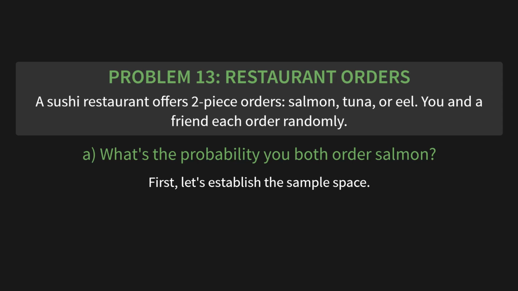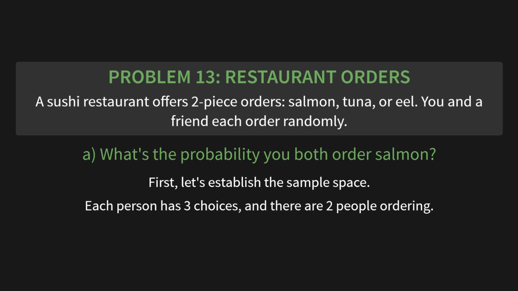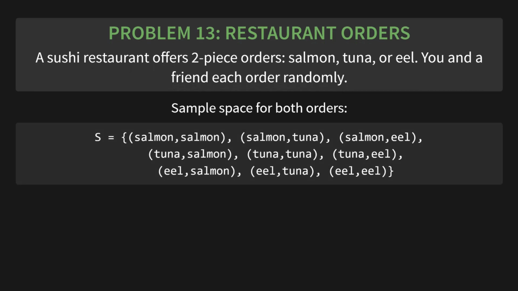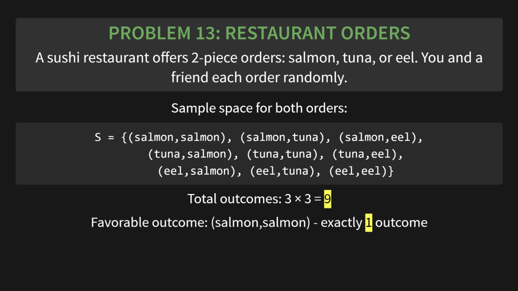Well, let's think about this systematically. Each of you has 3 choices and you're both ordering. How many total ways can this play out? Check out this systematic listing. Think of it like a grid. You've got 3 choices, your friend's got 3 choices. That gives us 3 times 3 equals 9 total possible outcomes. And in only one of those outcomes do you both order salmon?